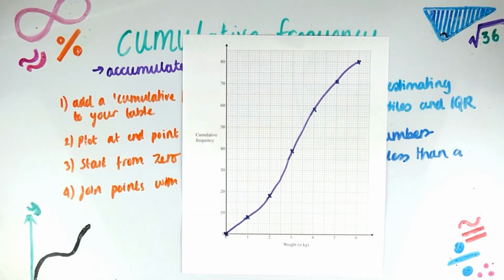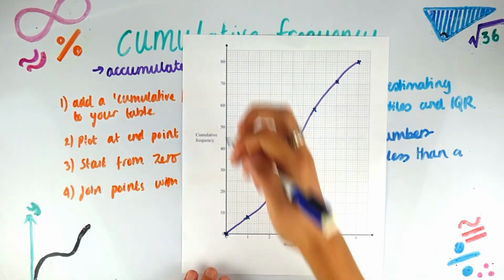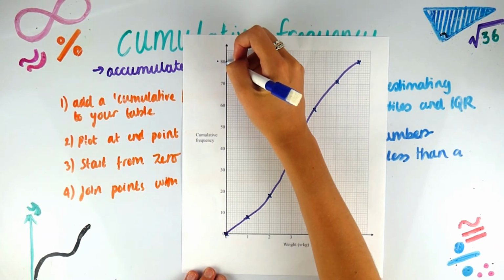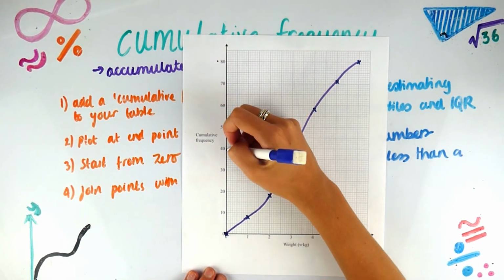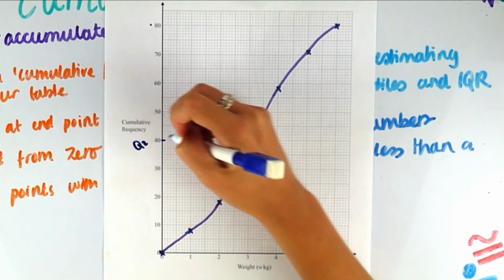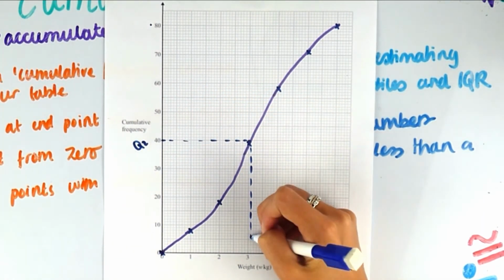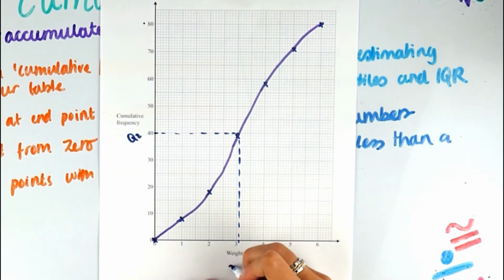I'm going to go back to our first example just to show you how to do the median and the interquartile range. What you do is take the total number, which was 80, and then Q2 is going to be 80 divided by 2, so the middle point is 40. This is going to be Q2, and then we go along to our line and see what we get. And you get 3.1 kilograms, and that would be the median.